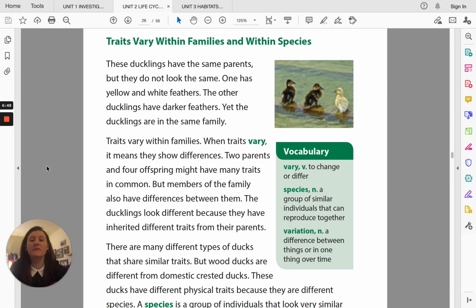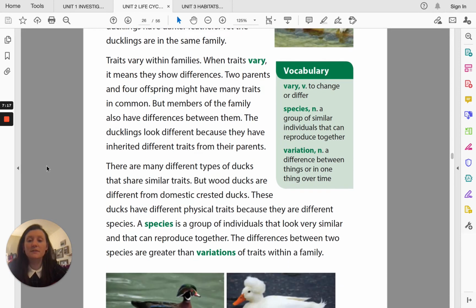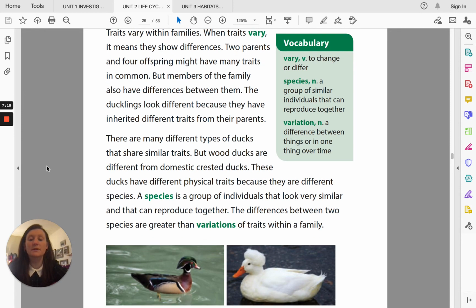Traits vary within families and within species. These ducklings have the same parents, but they do not look the same. One has yellow and white feathers. The other ducklings have darker feathers, yet the ducklings are in the same family. Traits vary within families. When traits vary, it means they show differences. Two parents and four offspring might have many traits in common, but members of the family also have differences between them. The ducklings look different because they have inherited different traits from their parents.